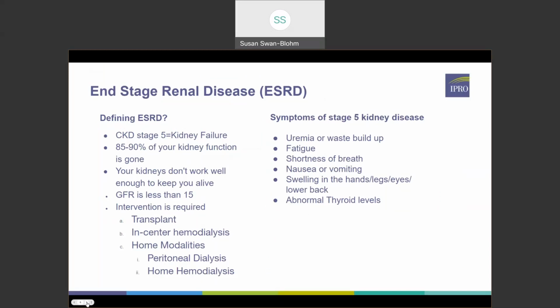The symptoms of stage 5 kidney disease may include uremia or waste buildup, fatigue, shortness of breath, nausea or vomiting. Swelling may occur in the hands, legs, eyes, or lower back, and the patient may suffer from altered mental status.